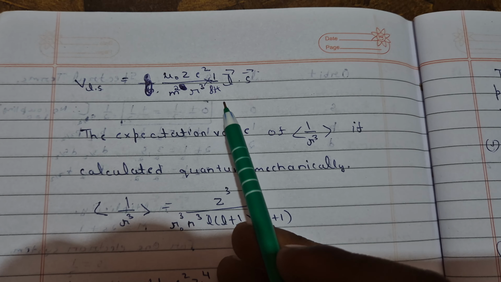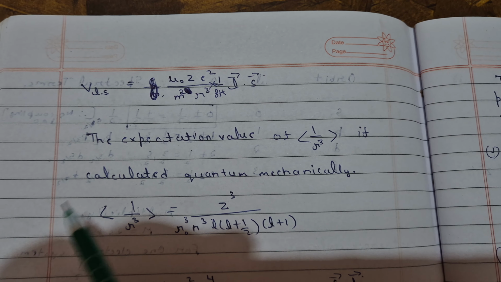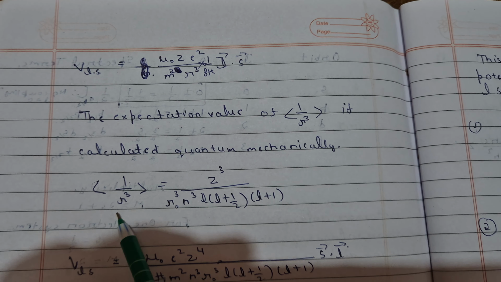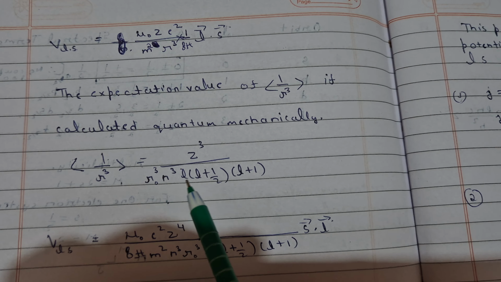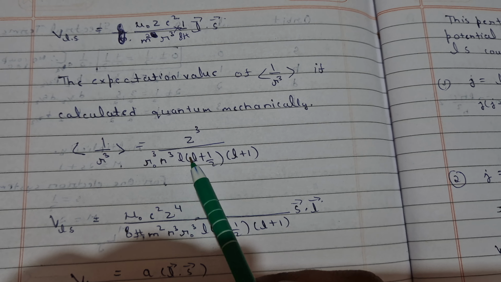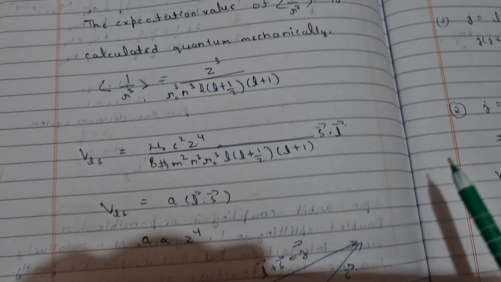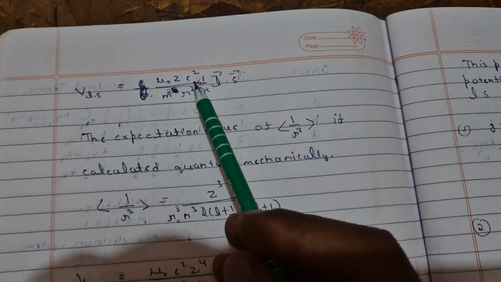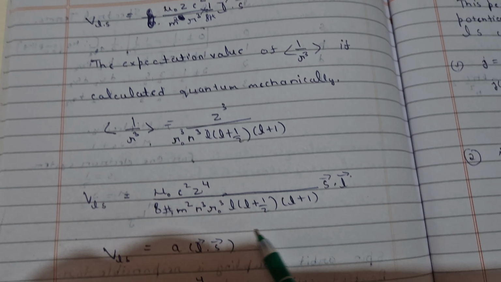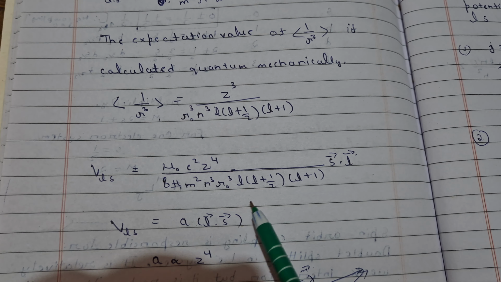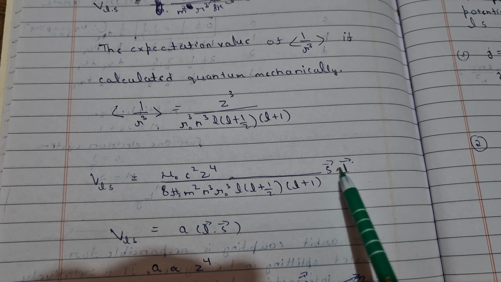Now we need to find the average value of this 1 upon r cube, the expectation value of 1 upon r cube from quantum mechanics. This is nothing but this. You don't need to remember this also. That is Z cube by r naught cube n cube L plus half, L plus 1. We are just seeing how we derive this. Now just substitute the average value of 1 upon r cube in place of this 1 upon r cube. You will get mu naught e square Z to the 4 by 8 pi m square n cube r naught cube, L plus half, L plus 1, S dot L.